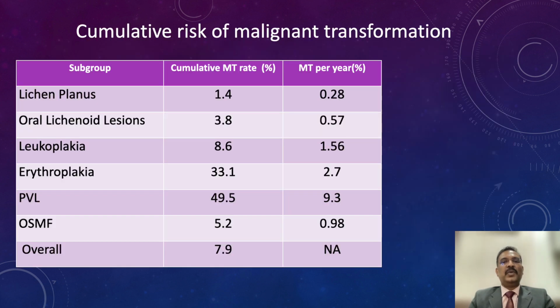If you look at the lesions as a group, it is proliferative verrucous leukoplakia that has a cumulative risk close to 50% and a risk of close to 10% per year. So this has to be treated with the highest priority. Leukoplakia has somewhere about 8.6% and an annual risk of malignant transformation of about 1.56%.